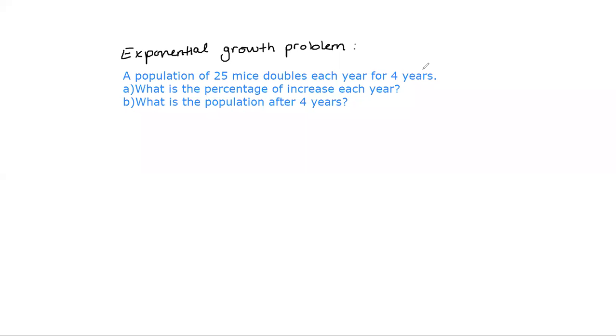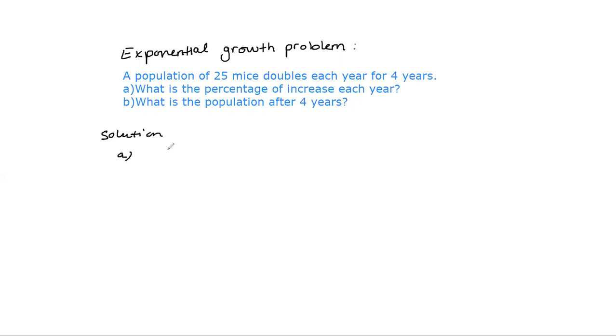Okay, so now we have another problem. A population of 25 mice doubles each year for 4 years. So for A, we're asking what is the percentage of increase each year? So in this case, now for the solution, let's start with A.